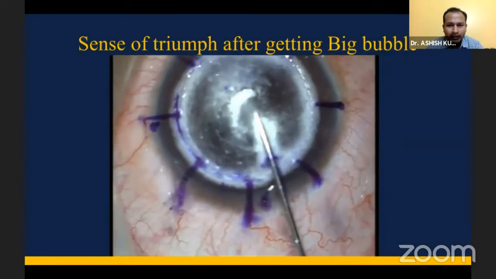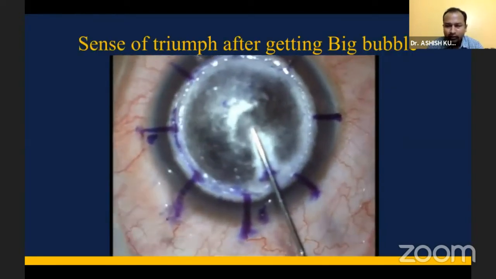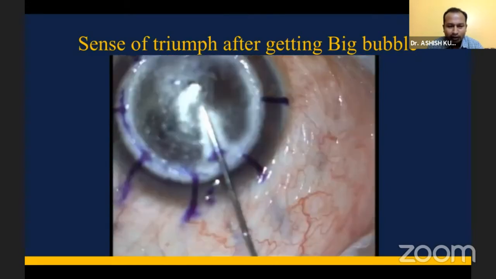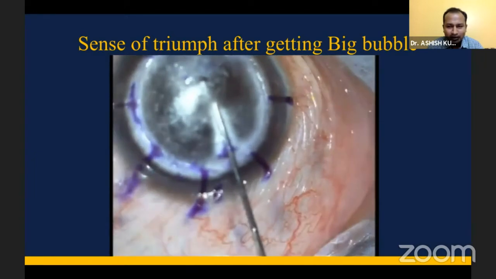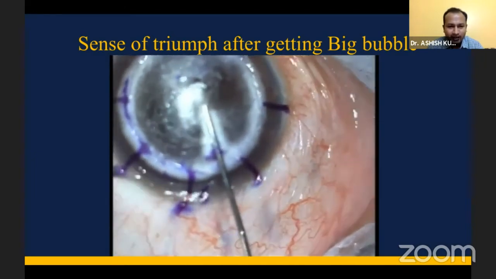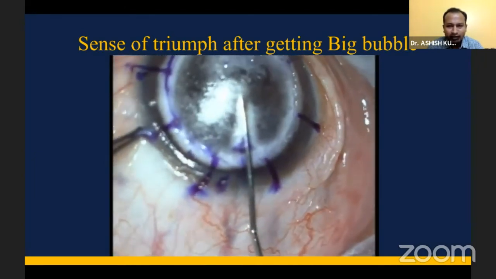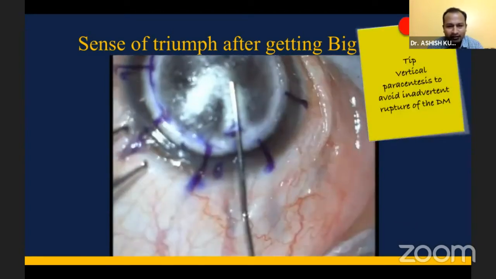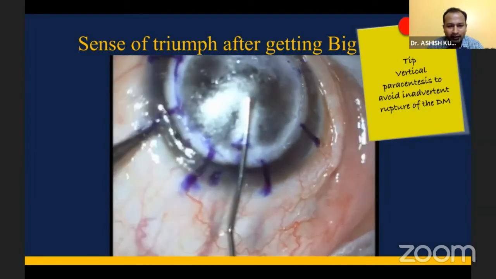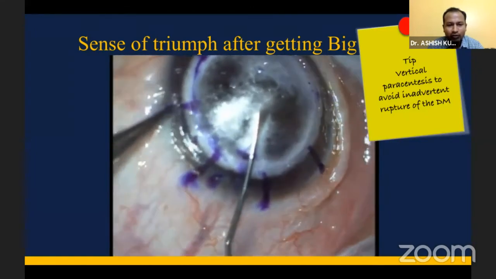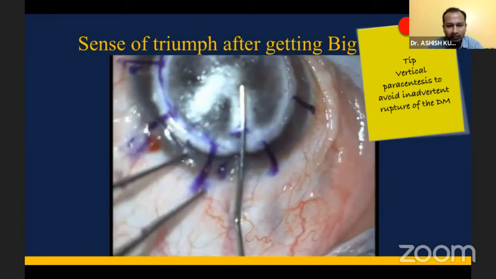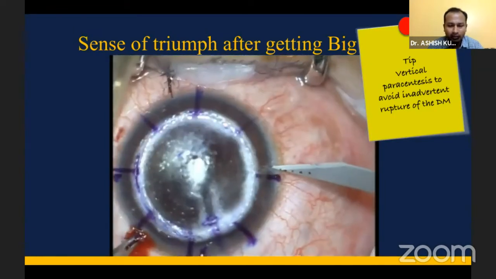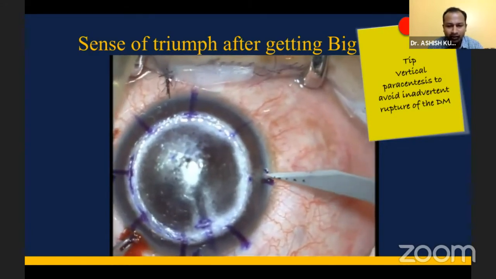So when we get a big bubble, you think you have achieved everything, but it's not the case. Like here, I was struggling. I've got a big bubble, but I'm not able to take the cannula out, because it has become a very high pressure chamber, and I was trying to take the cannula out, but somehow I could not. So what I did was finally, this is the wrong technique. You have to actually hold at the graft host junction here at the edge, and then it comes out. Again, paracentesis to decompress.